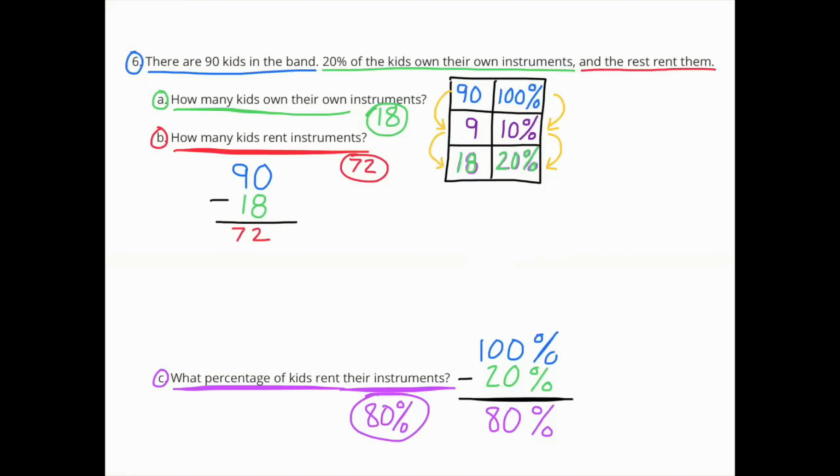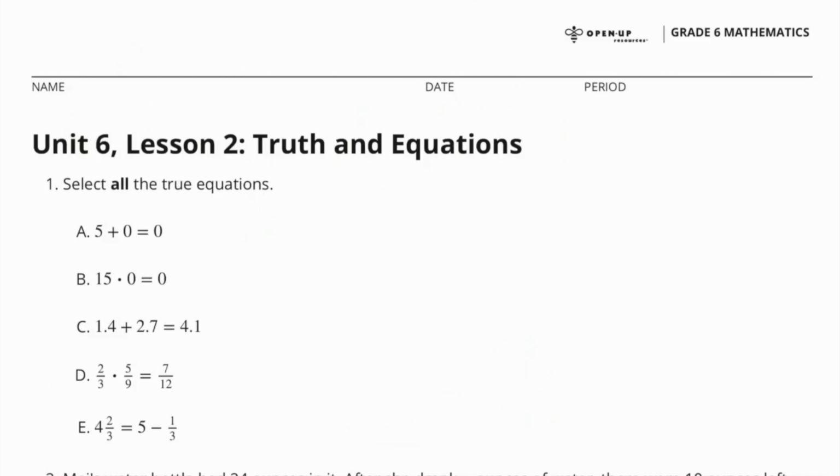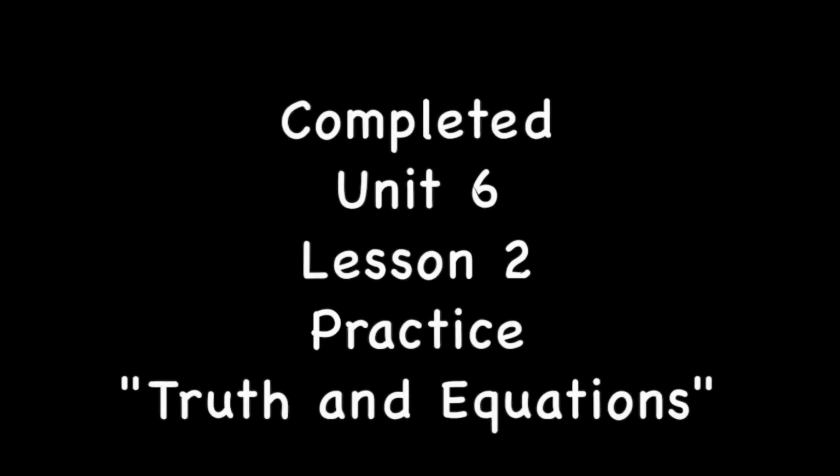C. What percentage of kids rent their instruments? Well, if 20% own their own instruments and the rest of them rent, then 100% of the kids minus the 20% who own equals 80%. So 80% of the kids rent their instruments. Congratulations! You've completed Unit 6, Lesson 2, Truth and Equations.